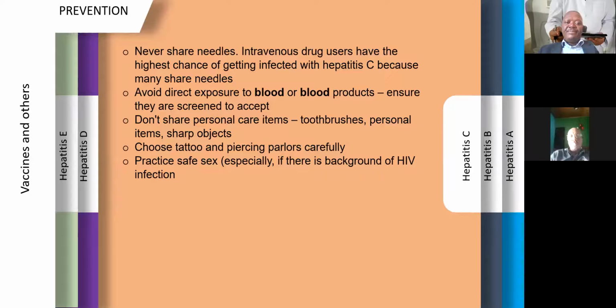never share needles. Intravenous drug users have the highest chance of getting the C virus because they share needles. Avoid blood and blood products transmission except they have been screened and cleared of hepatitis C. Don't share personal care items such as toothbrushes, personal items, or sharp objects. If you are prone to having tattoos, make sure you choose where you go to carefully to get those. Practice safe sex, especially if there's a background of HIV infection, that includes the use of condoms and barrier methods.